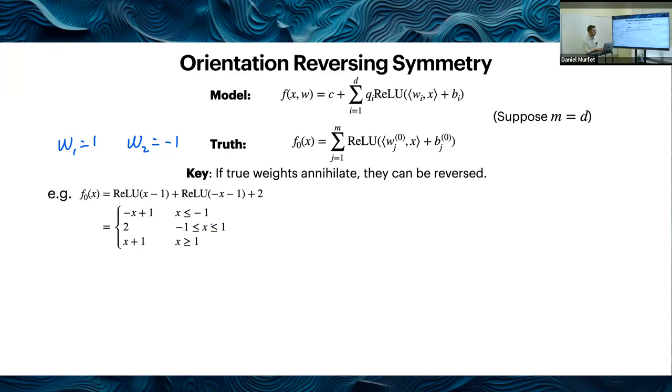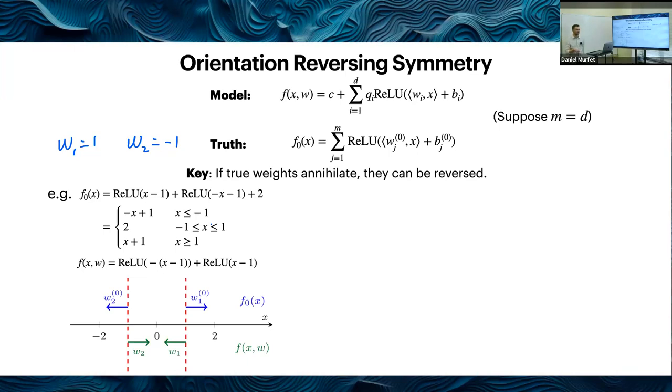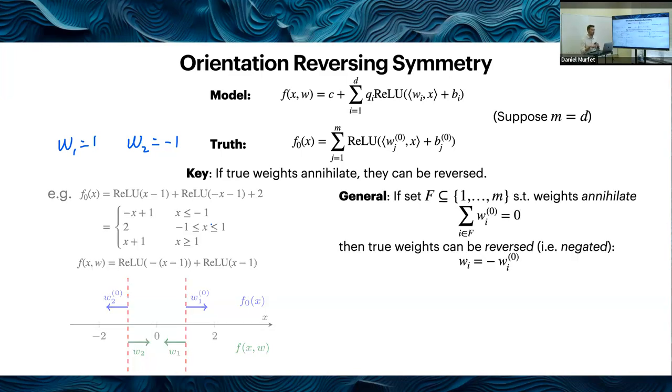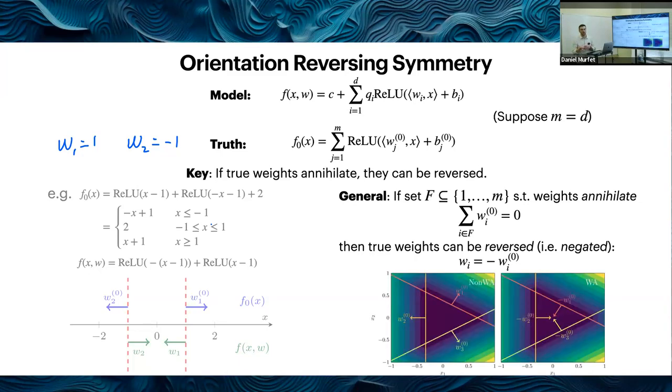Then we can define a model which flips those weights and adjusts the bias and has the same activation boundaries and produces the exact same function, which you can see by looking at that little schematic there. The reason that we can do this is because these true weights sum to zero. If they didn't sum to zero, then this symmetry would not exist. So if there is some set of true nodes such that they annihilate one another, then you can reverse the weights and produce the same function, which you can see with this little schematic here. Because those weights cancel out, if you sum them together, then you can flip them and it will produce the same thing.